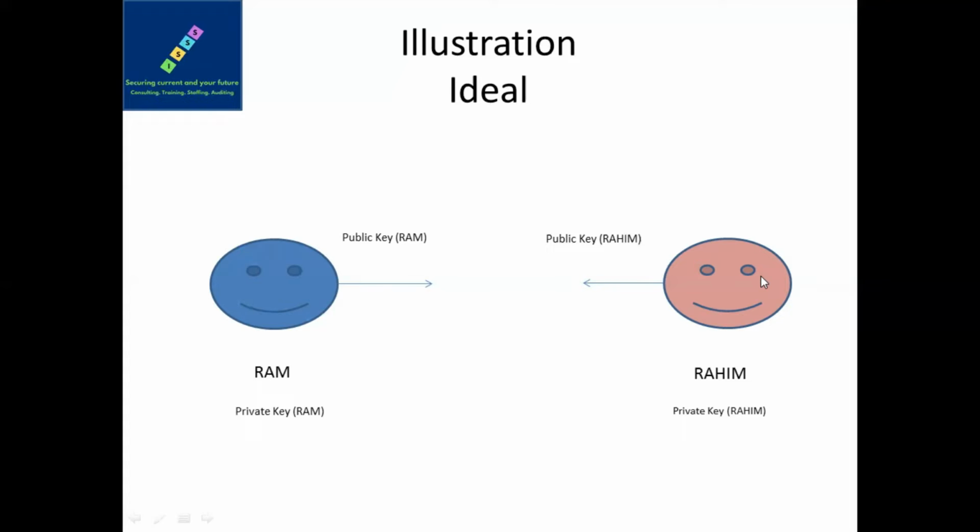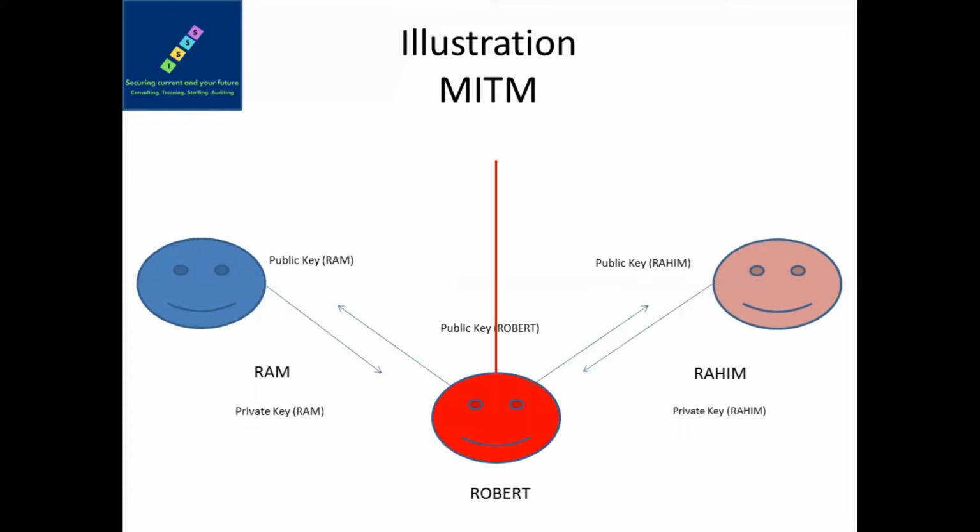Now all these things will work fine until we have somebody called a man in the middle. There are different types of man in the middle attacks: interception, fabrication, sniffing, tampering, and replay. What we are going to see here is the sniffing. It can also lead to a modification or interception, whatever it is.